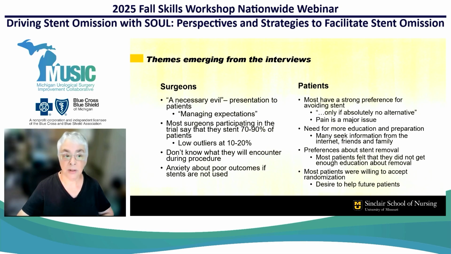So let me talk briefly about the themes that have emerged from the interviews. On the side of surgeons, where we've mostly asked them to reflect on the factors that affect their decisions about using a stent, we have heard repeatedly that stents are regarded as a necessary evil. As they present the plan for surgery and for the procedure to patients, they focus on managing expectations. And the majority of surgeons participating in the trial say that they stent between 70 and 90% of all patients undergoing ureteroscopy.